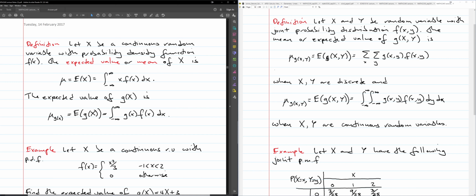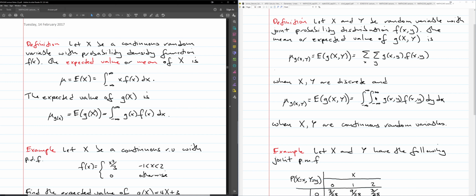In the case of two continuous random variables with a joint PDF f of xy, how do we calculate the expected value of a function of the two random variables X and Y? It's similar to what we did in the discrete case. We take the function g of small x and small y, multiply it against the PDF, and then sum over all the possible values of x and y. In the continuous context, summing is integrating.